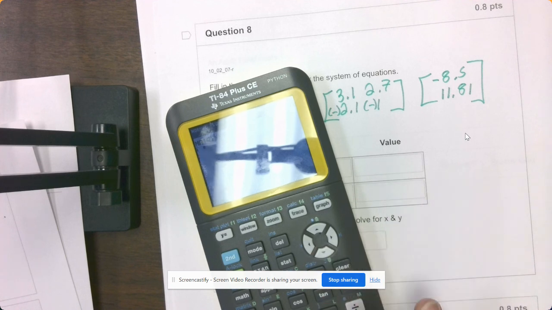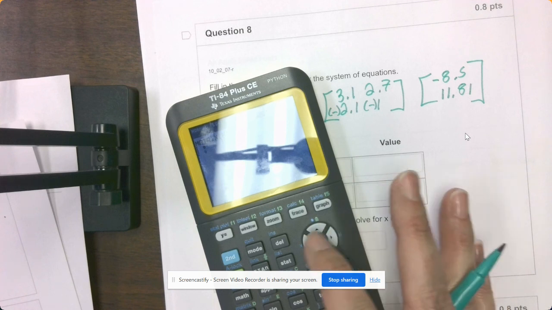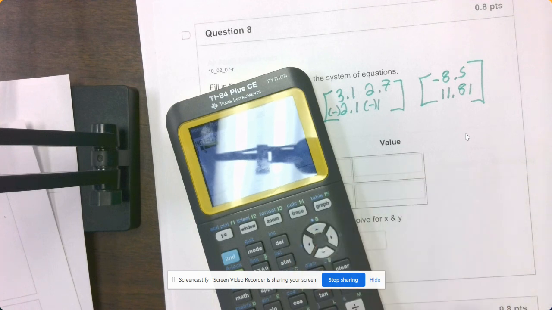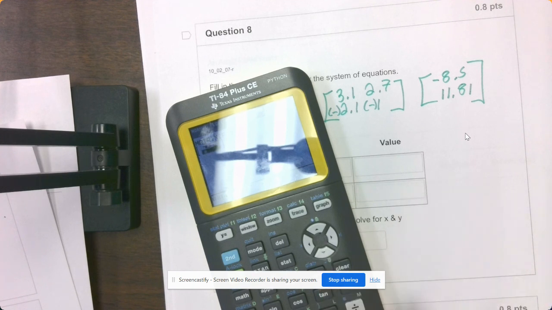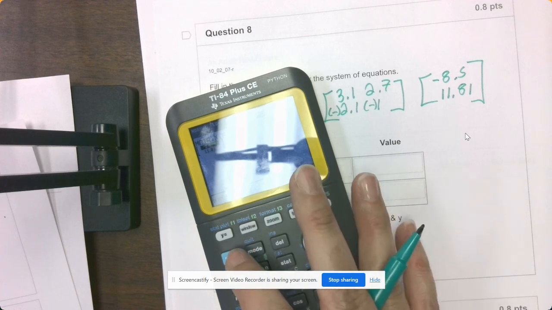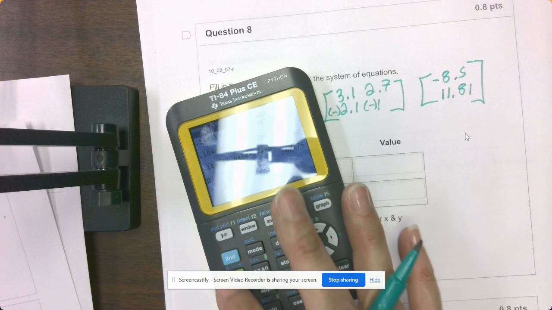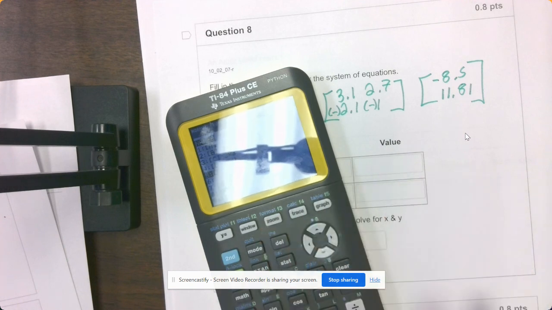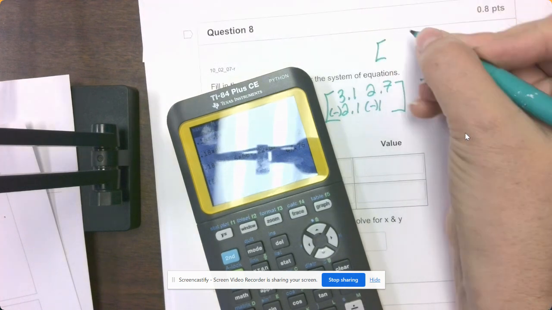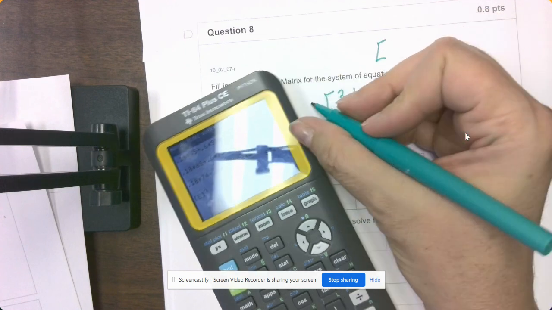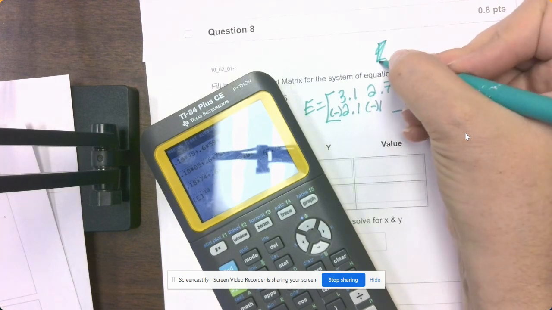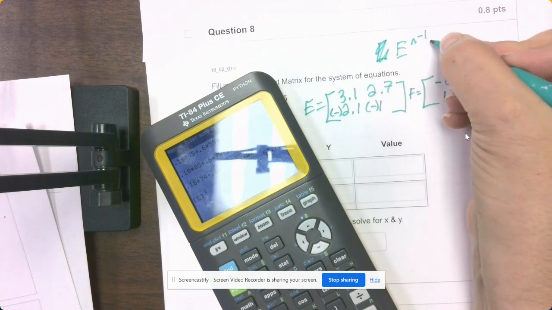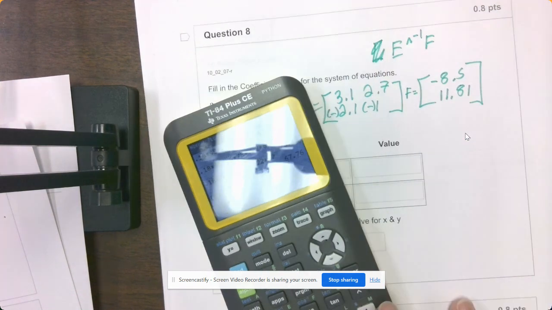And this is going to be a 2 by 1. It's a negative 8.5. Enter. 11.81. Enter. Second quit. Second matrix. I press enter. I'm going to raise that to the negative 1. So if this is matrix E, and this is F, it's going to be E raised to the negative 1 times F. Okay, everybody, that's going to give us our values.